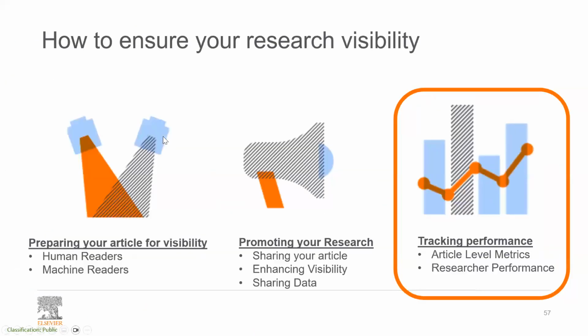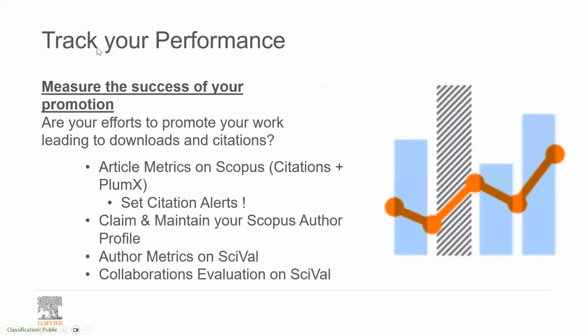Finally, as a last point, it's very useful to track the performance of your article, whether at the article level metrics or on your researcher profile. The article level metrics include the number of citations in addition to alternative metrics. So for example, you can check the PlumX metrics for your article on ScienceDirect, or if you've published with any other publisher, that publisher probably provides alternative metrics on their platform. But you can see also the PlumX metrics on Scopus for any article. You can see the number of reads, mentions on social media, and others.